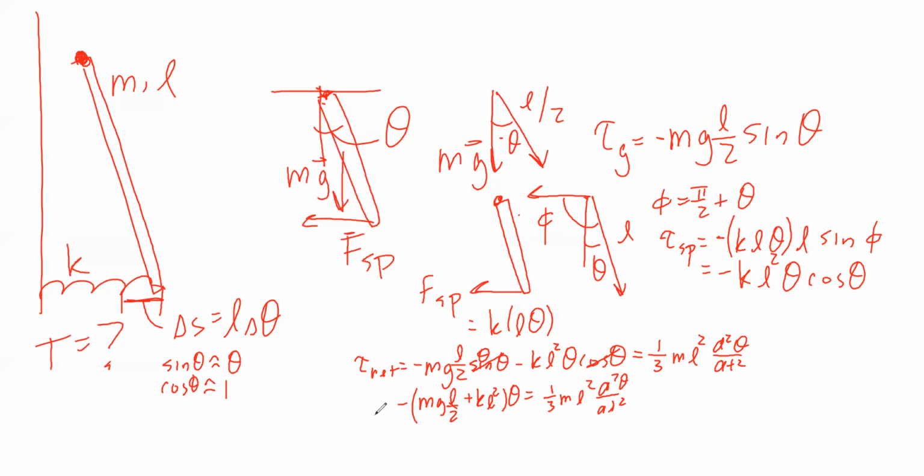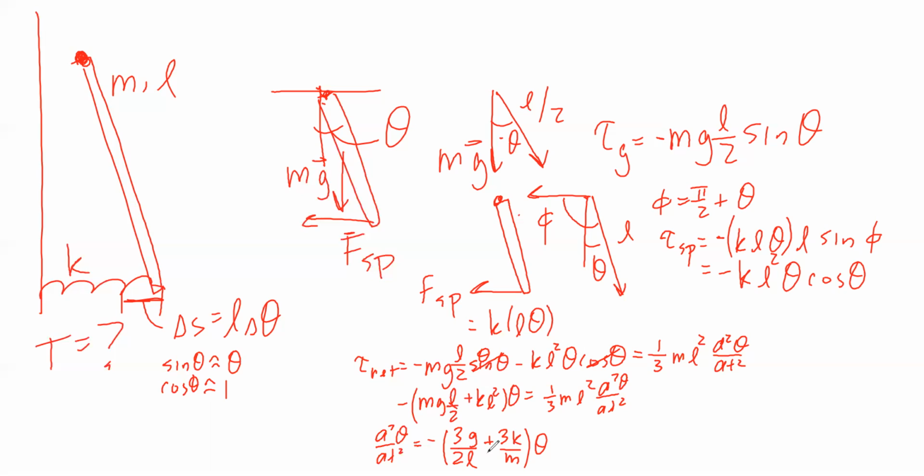So the m's cancel in the first term, the L squareds cancel in the second term, and you're left with d squared theta dt squared equals minus 3g over 2L, just like the pendulum without the spring, plus 3k over m times theta. So that's a little algebra that we did, and sure enough, we see that the resulting oscillation of this rod, when subject to not only gravity, treating it like a physical pendulum, but also the spring adding to the oscillation, is that you get a larger angular frequency.